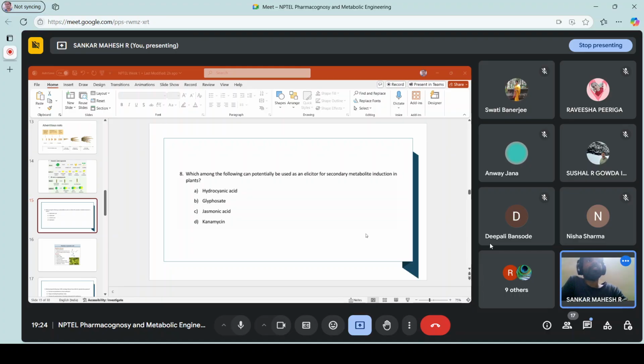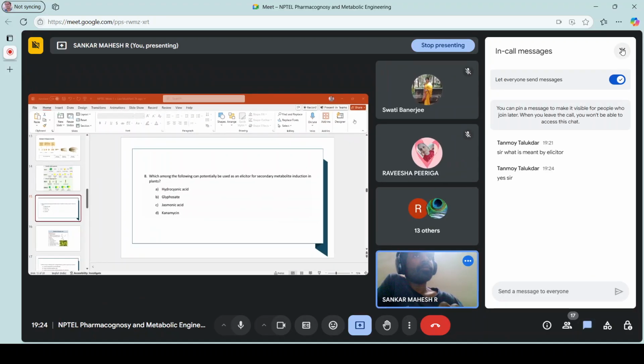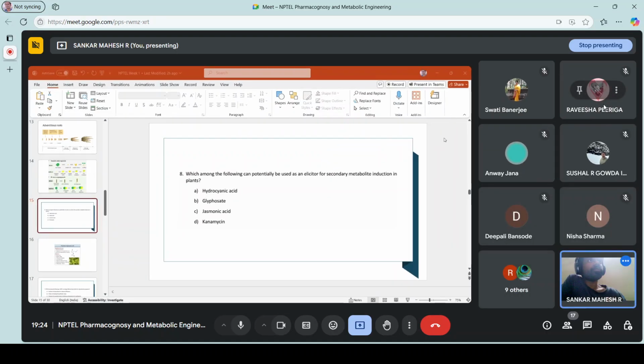So, Ravisha, do you think any of these options are incorrect, or do you think all these options can be possible elicitors? Ravisha? Sir, jasmonic acid, sir. That is an elicitor. But what about the other options? Do you want to comment on them? Sir, I have an idea about the glyphosate option. It is a herbicide, sir.